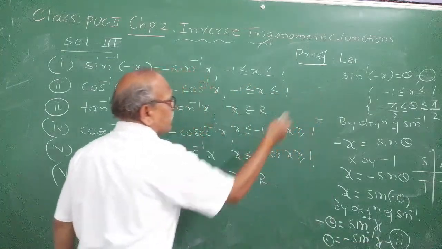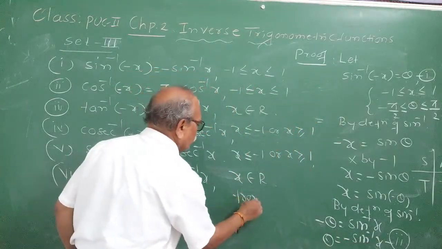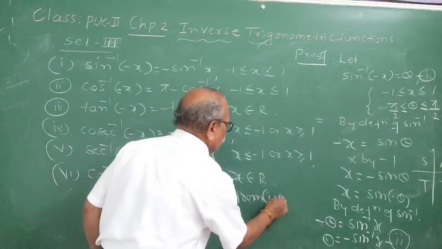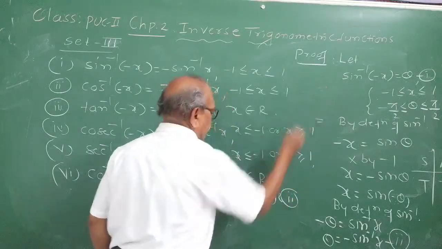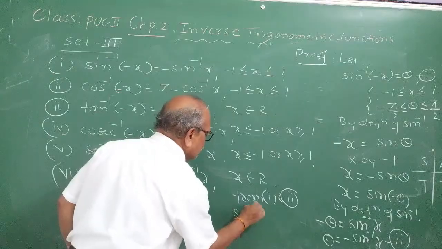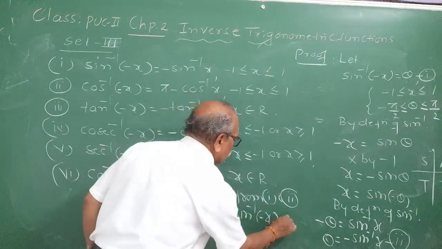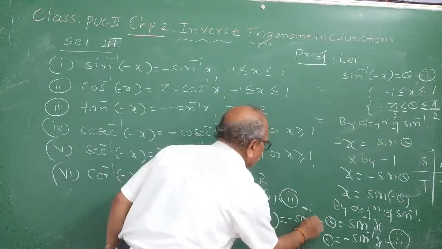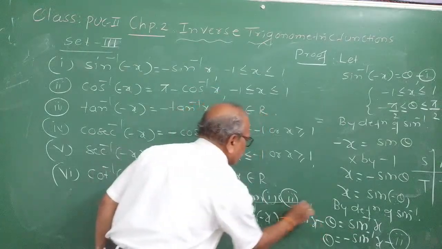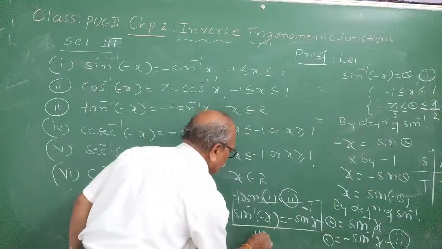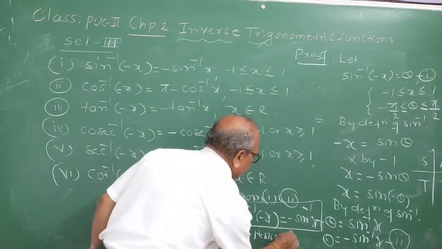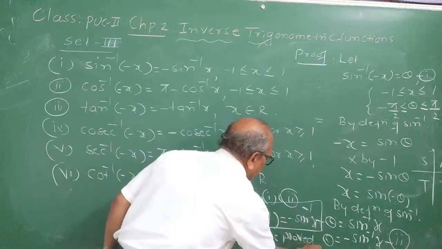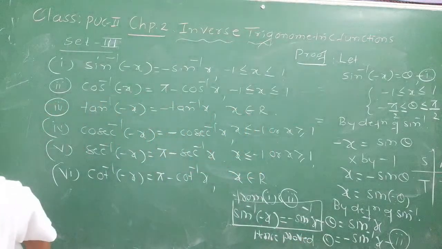Now you can say that from 1 and 2, what you can write is sine inverse minus x is equal to, what is theta? Minus sine inverse x. Remember, hence the proof of it. Hence proof. Study carefully. If you have got doubts, you can ask me in the doubt box. Is it clear?